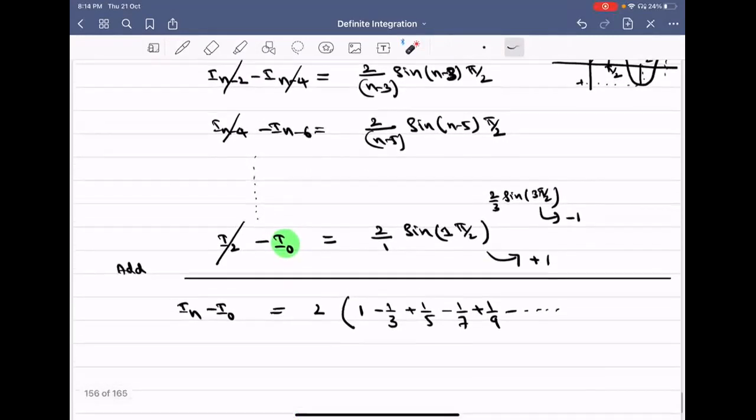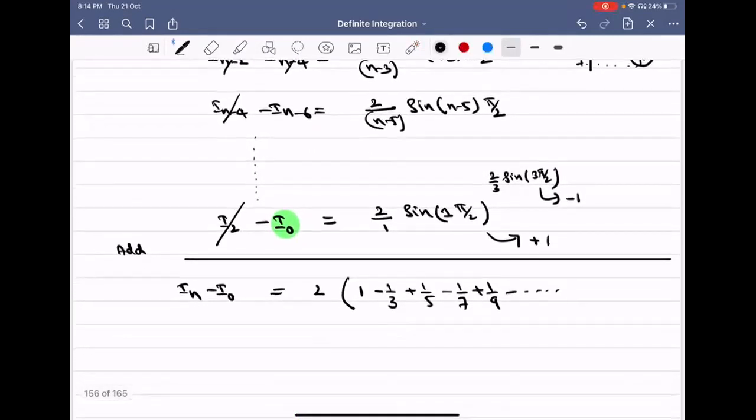That is, with 2 outside, sine of (n minus 1) pi by 2 over n minus 1. So this is I_n minus I_0.